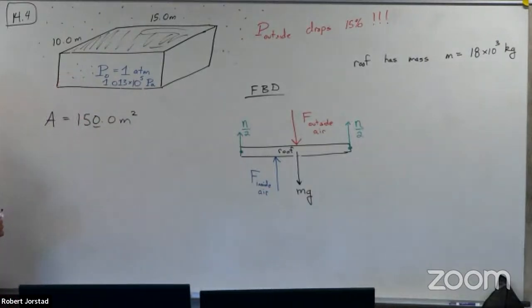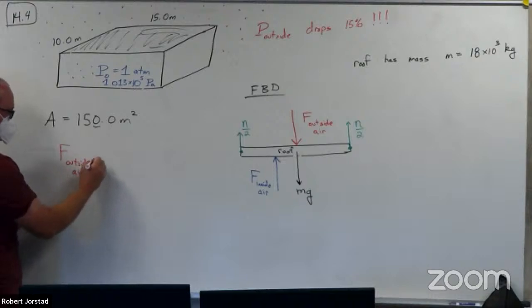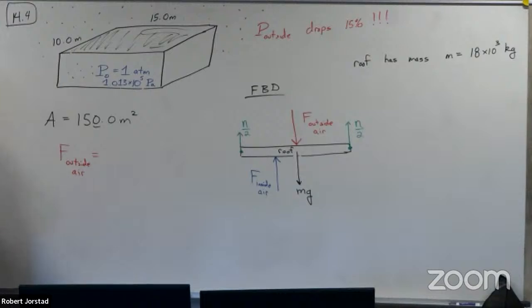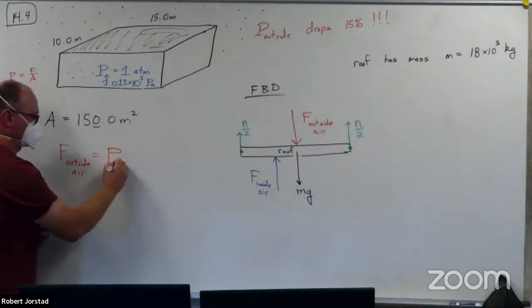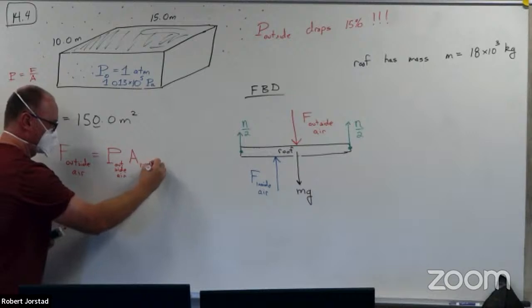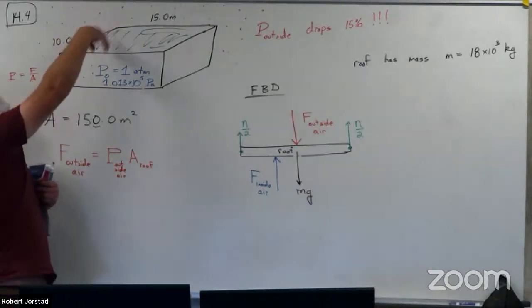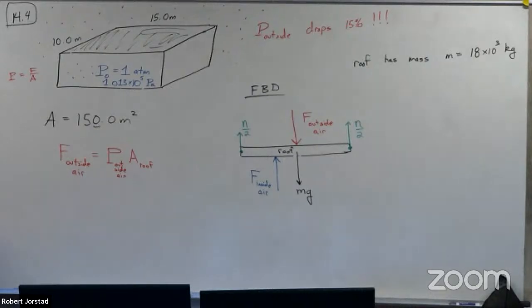Okay. So let's work this problem out. The force from the outside air will relate to the pressure. I know that pressure equals force over area. So what is force? Pressure times area. The idea here is, remember, some of these molecules are going to be bouncing off the roof. So if I know the pressure multiplied by the area, that gives me the net force from that bouncing air molecule force. Good?